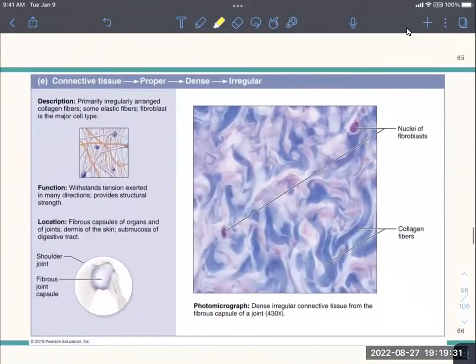So here's our dense irregular, because it's dense because you do not see the ground substance. That's what makes it dense. But the fibers are going in lots of different directions. The collagen fibers are not all going the same way. Some are going up and down, some are going side to side, some are going at angles, just to help provide that more tensile strength force.